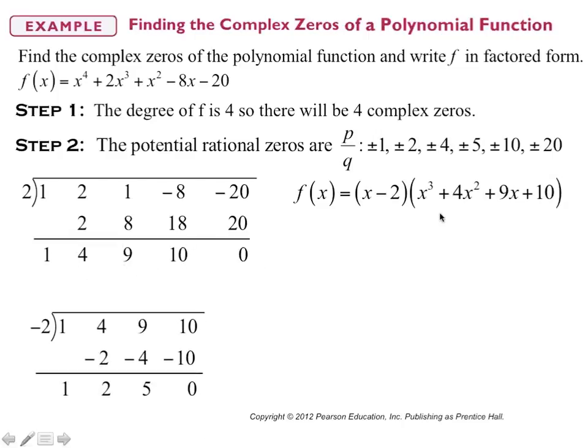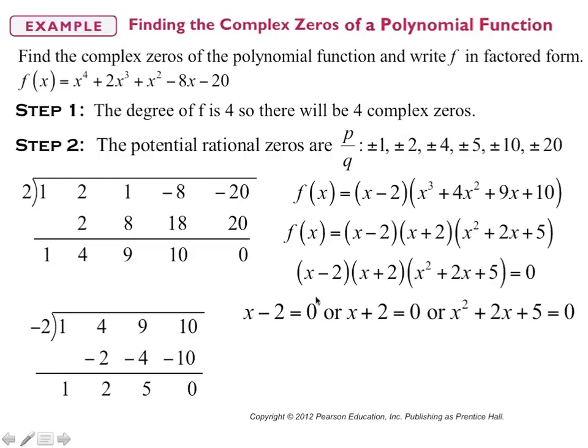And then we probably should try another rational zero. If we try -2 on our new function, so we try it on our x cubed plus 4x squared plus 9x plus 10, you get a remainder of 0 again. And so we're left with x minus 2 times x plus 2. Those are our two rational zeros. And then we're left with x squared plus 2x plus 5. That's from this right down here.